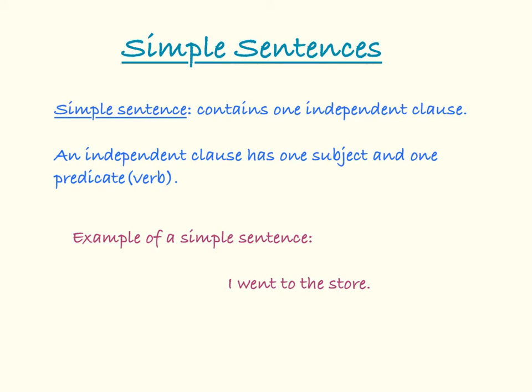All right, welcome everybody. We're ready to talk about simple and compound sentences. To start, we need to talk about simple sentences. A simple sentence is a sentence that contains one independent clause. You might be asking what an independent clause is. An independent clause has one subject and one predicate, or verb.